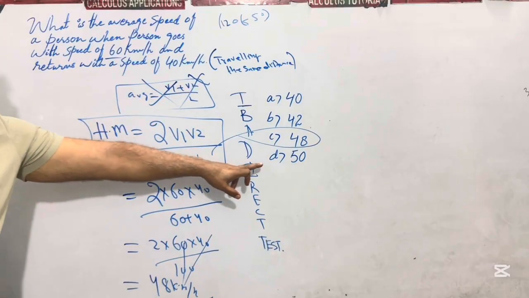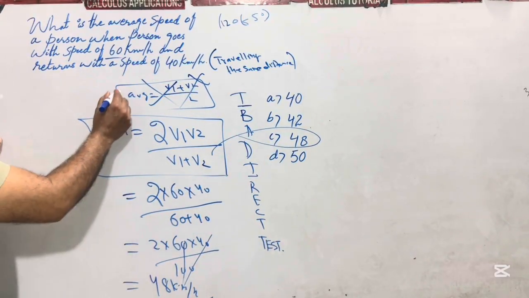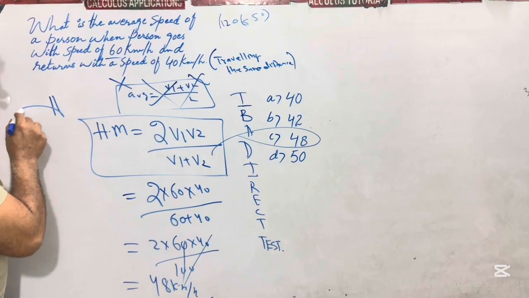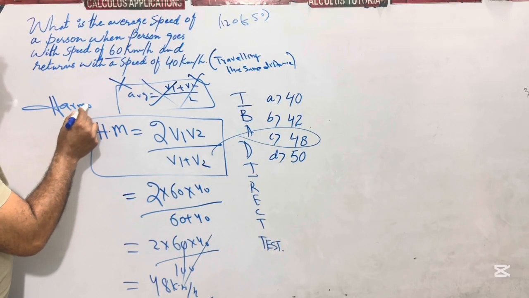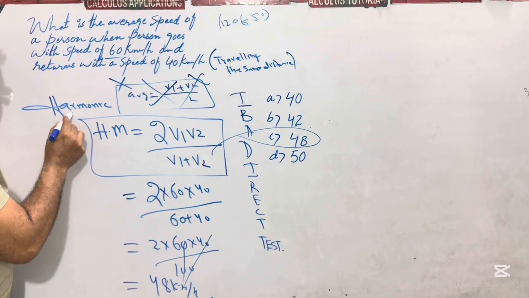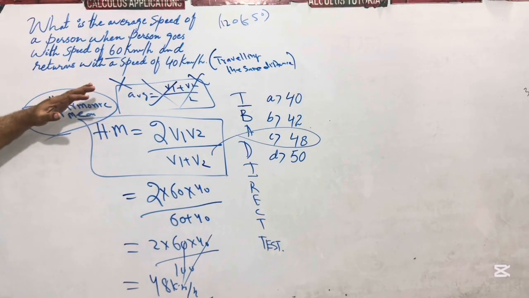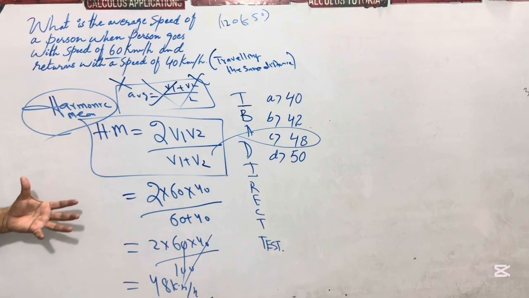Not 60 plus 40 divided by 2, which would give 50. Don't apply the simple mean formula. Apply the harmonic mean formula for average speed or velocities. The harmonic mean is to be utilized in order to find average speed or average velocities.